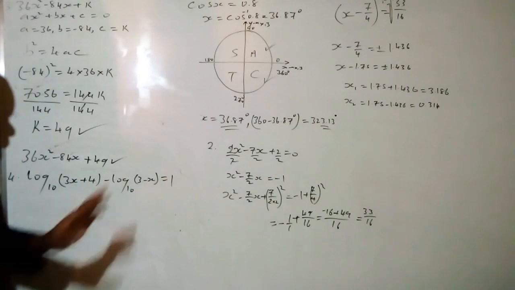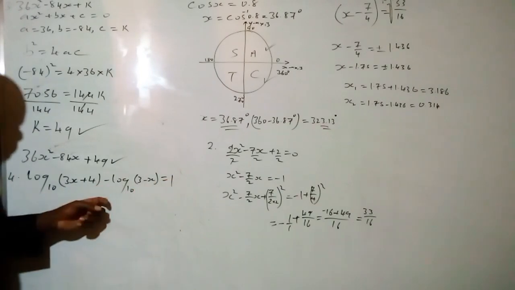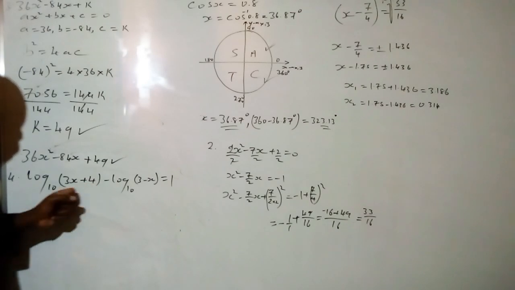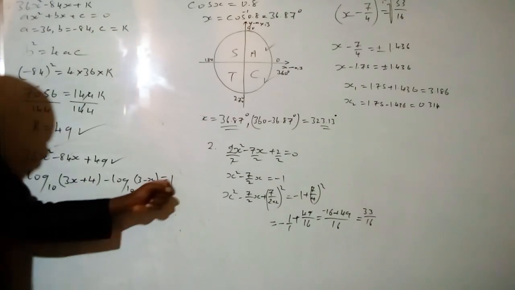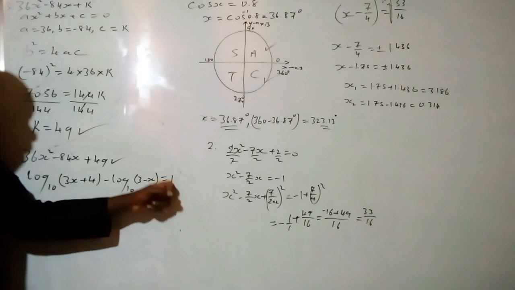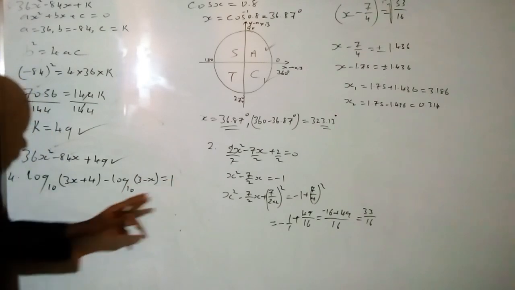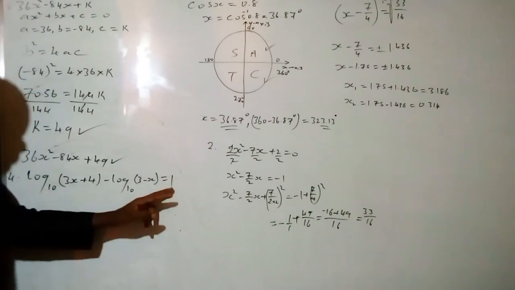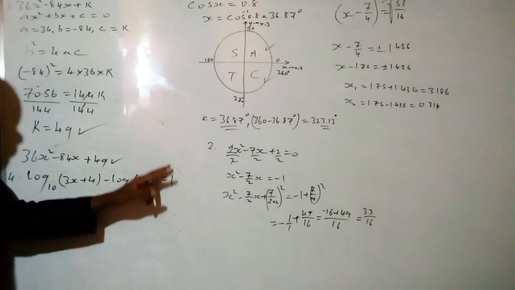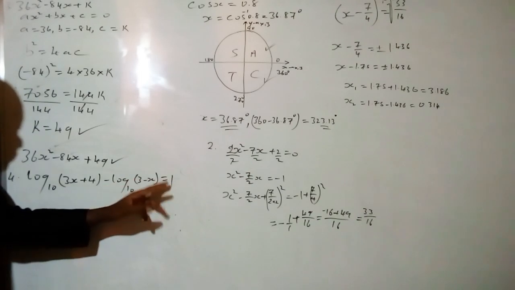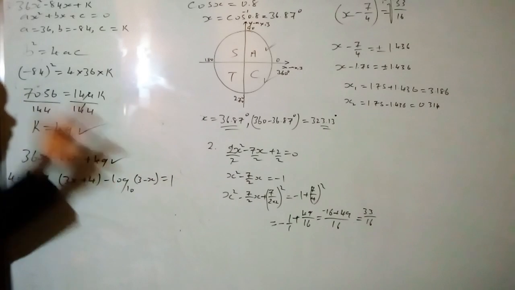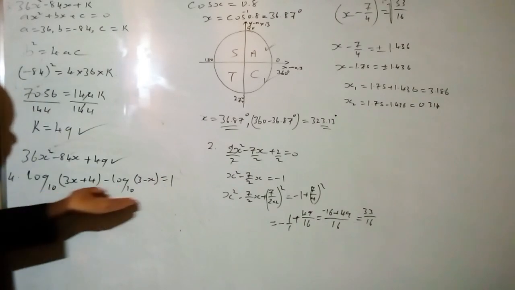In this equation you cannot proceed the way it is. We need to have uniform log. Even when we have 1, we are supposed to have log base 10. Here we are supposed to have log base 10 of something we don't know, equals this one here. But in this way, you cannot proceed. You'll be wasting your time.